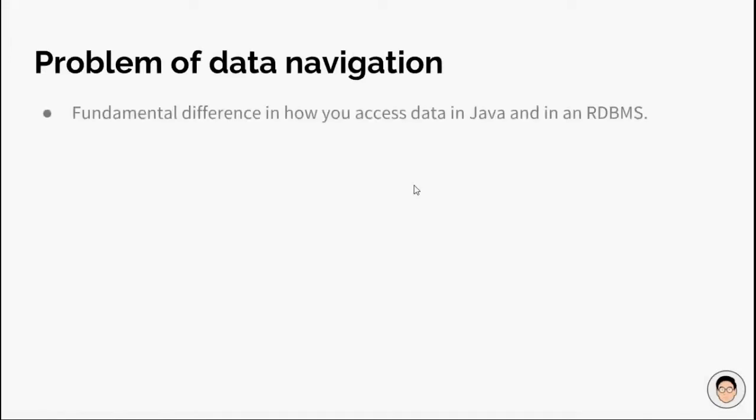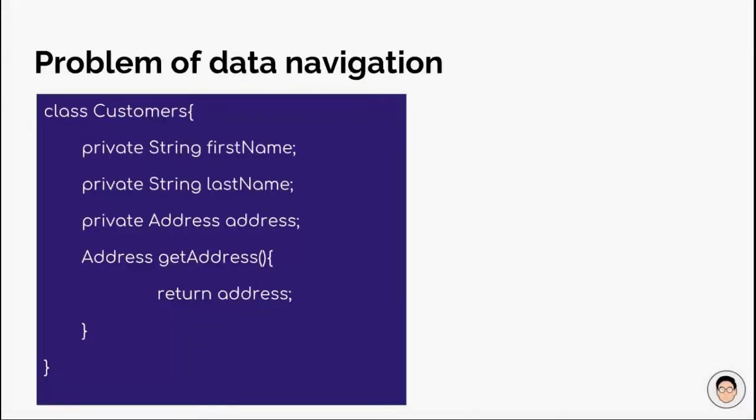The name of the last mismatch is the problem of navigation. Let's see what it says. There is a fundamental difference in how you access data in Java and in an RDBMS. In Java, you access data through objects.